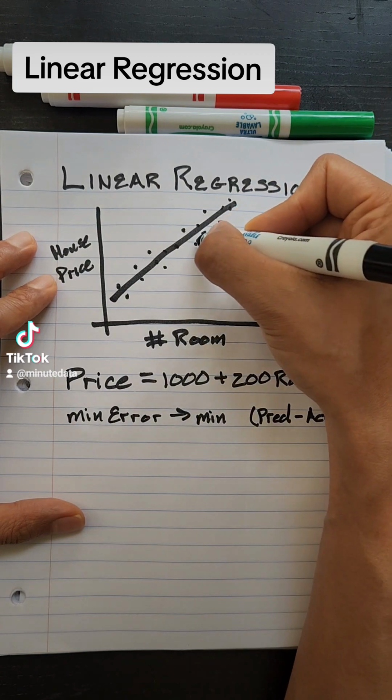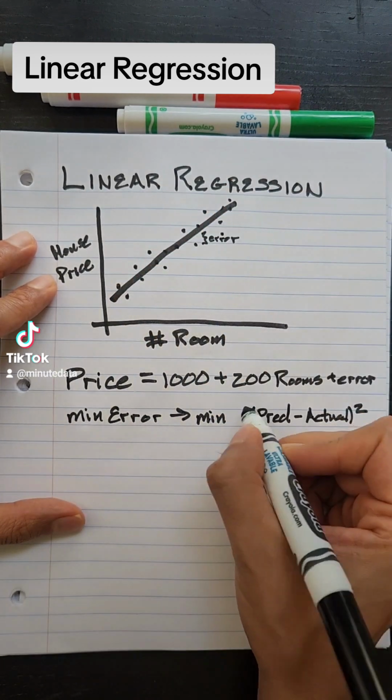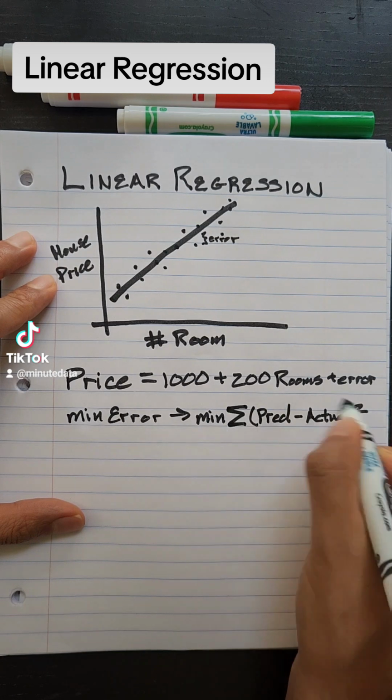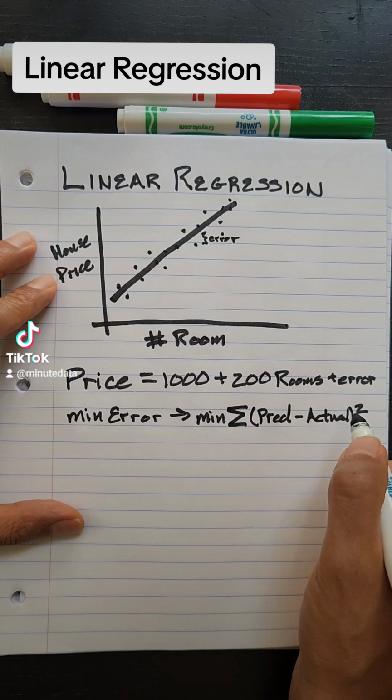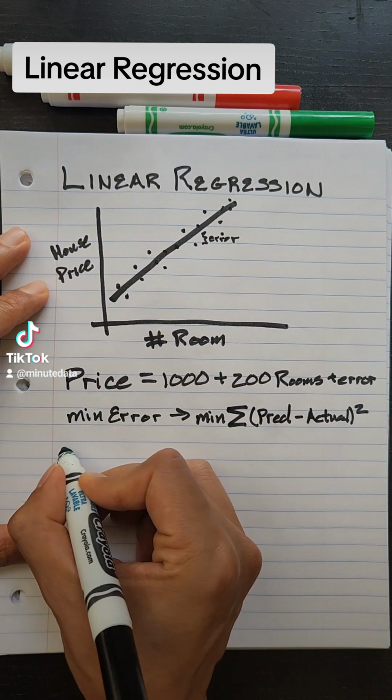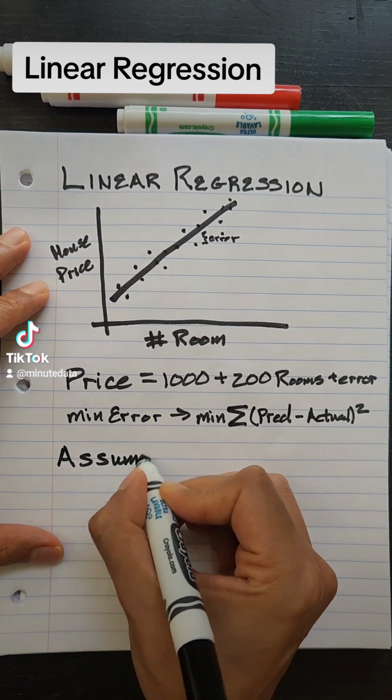And then we have many errors. We have the error from this house, an error from this house, an error from this house. So we want to minimize the sum of the squared errors. Let's move on to assumptions of linear regression.